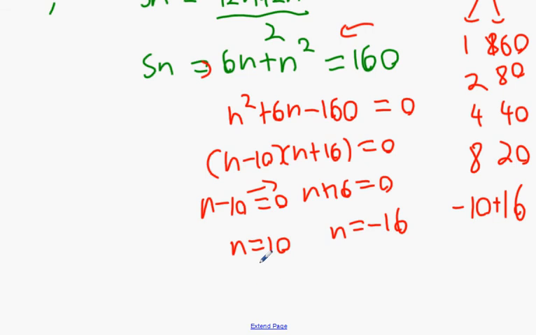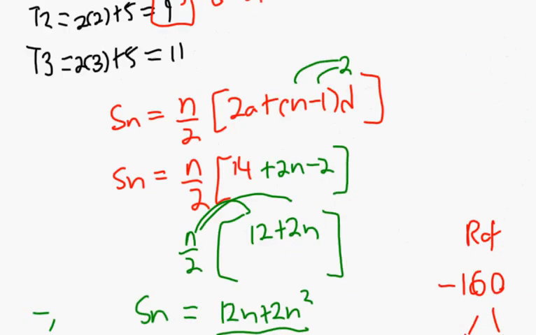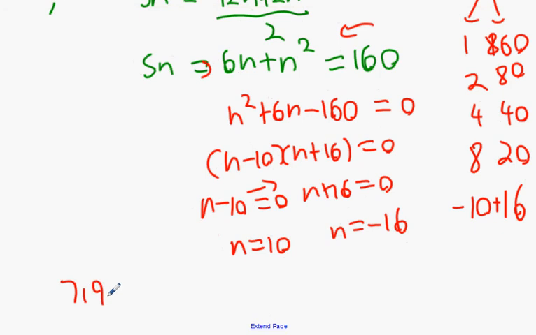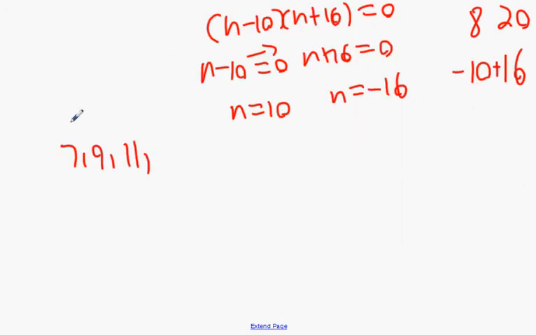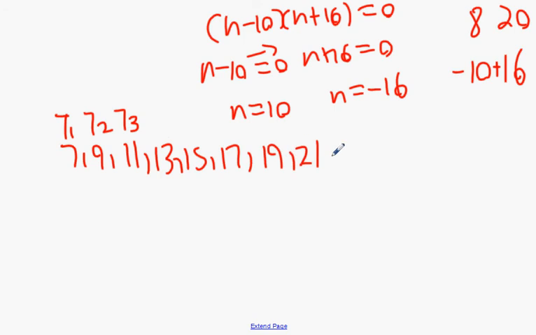10. Just to really hit the point home, remember we said that it goes up 7, 9, 11. That's T1, T2, T3. If I keep going, 13, 15, 17, 19, 21, 23, T4, T5, T6, T7, T8, T9, T10. If I add all of these numbers together, what result will I get? 160. The first 10 terms added together will get you 160. It's impossible to have a minus number because there's no such thing as the minus 10th term or the minus 16th term.